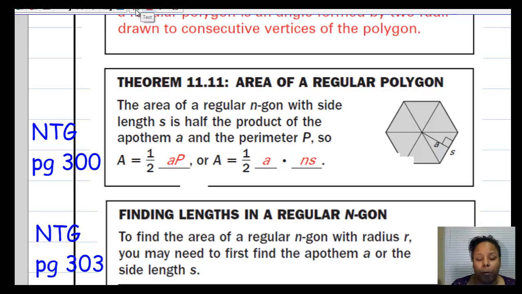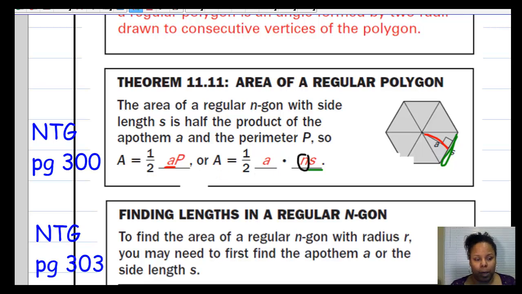But what is important for both versions is you need to find the length of the apothem, which is the height of the central triangle, and you need to know the side length of each polygon. And of course you need to know the number of sides in the polygon. And those are the three things that you need in order to find the area of a regular polygon.